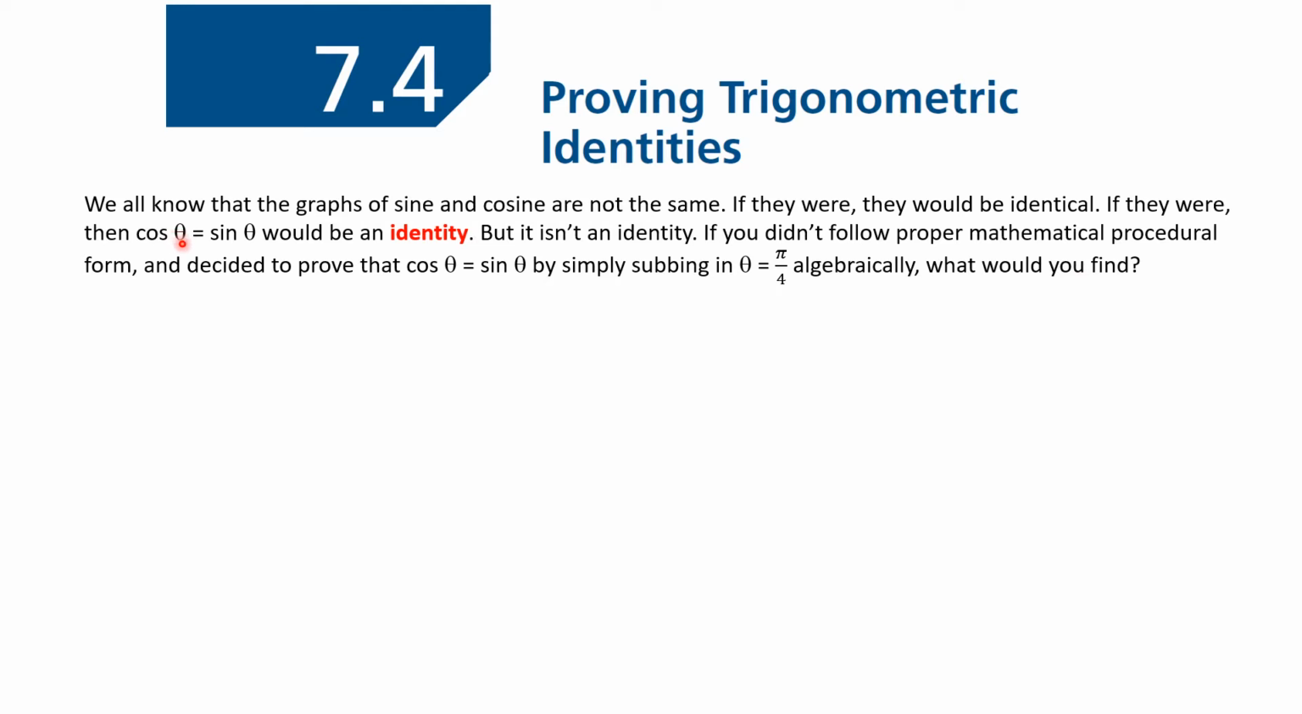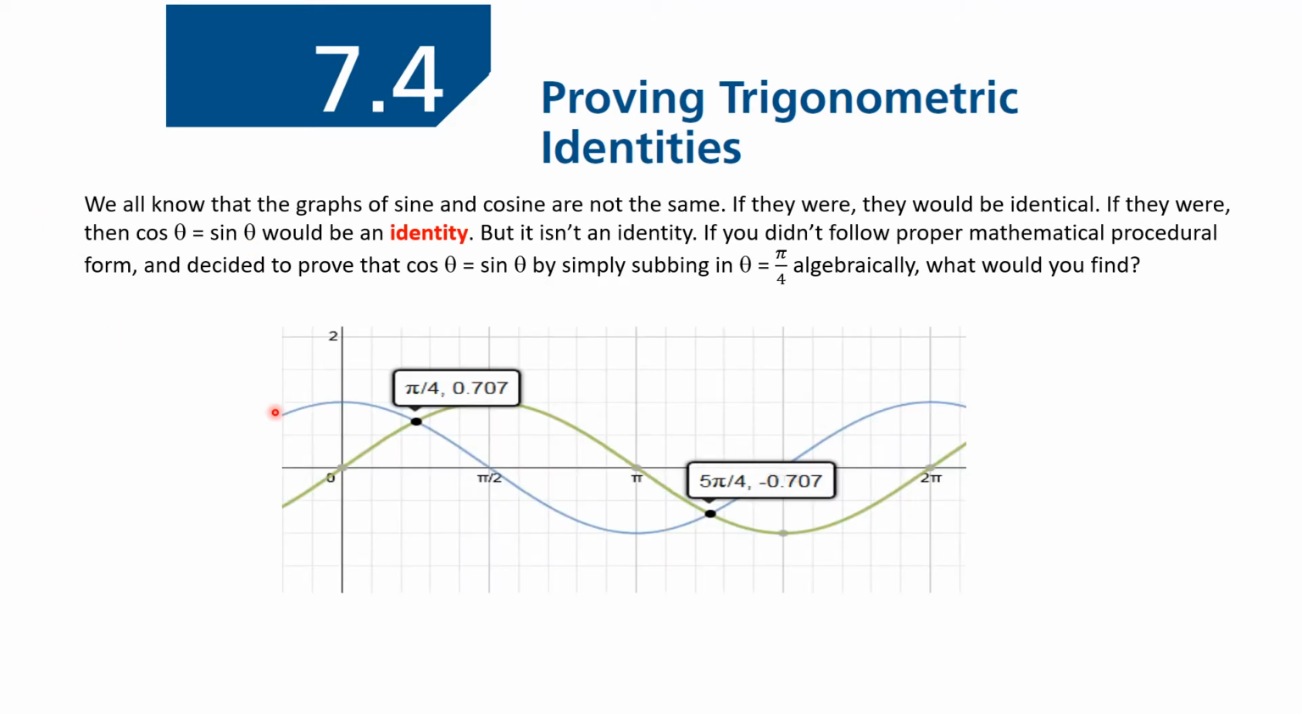So what's cos of pi over 4? Well, it's 1 over root 2. And what's sine of pi over 4? Well, it's also 1 over root 2. The cos wave is the blue one, so here's pi over 4. They intersect at pi over 4. The two waves intersect at pi over 4, and they intersect in other spots too.